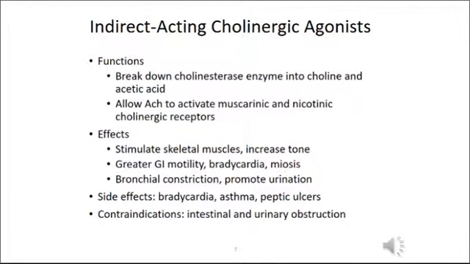drugs in this class are used often for management and diagnosis of myasthenia gravis. Myasthenia gravis is probably something you haven't studied yet. You may be a little familiar with it. It's a neuromuscular disorder that causes weakness in the skeletal muscles.